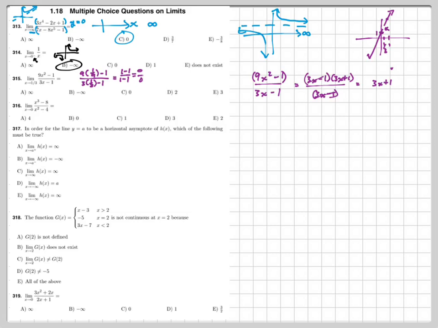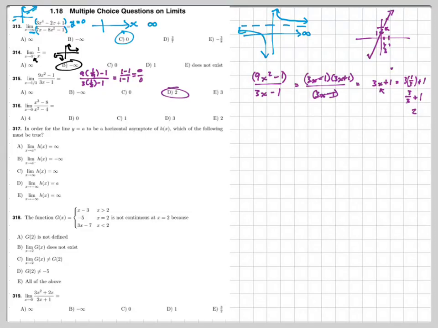Let's put a hole right there. There you go. So in order to find out what that y value is right there, what we're going to do is just simply plug in 1/3 into this and see what we get. So 3 times 1/3 plus 1. This would equal 3 over 3, which is just a 1, so we get 2. And that is our answer for this one. So we're approaching 2.